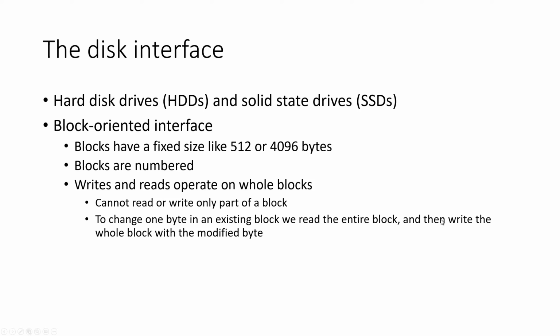For example, if we have data in a block and we want to change one byte in that block, what we need to do is read the whole block into memory, then change the byte that we want to change, and then write the whole block back onto the disk. So even if we only need to change one byte, we need to write 512 or 4096 bytes depending on the size of the block.